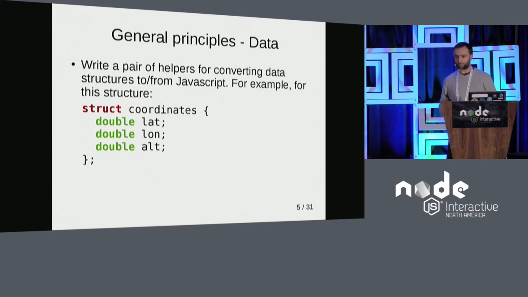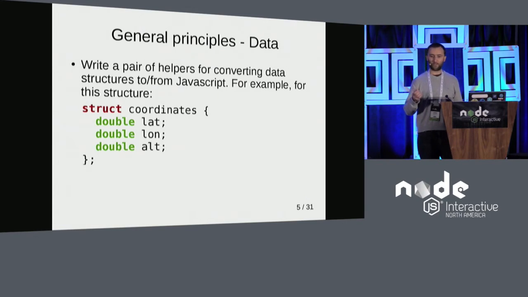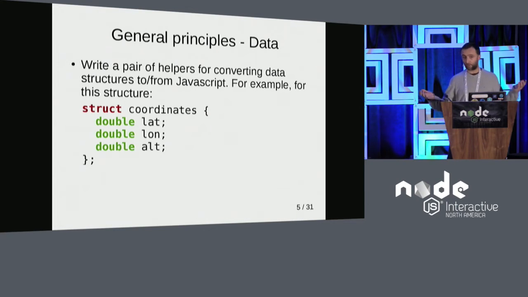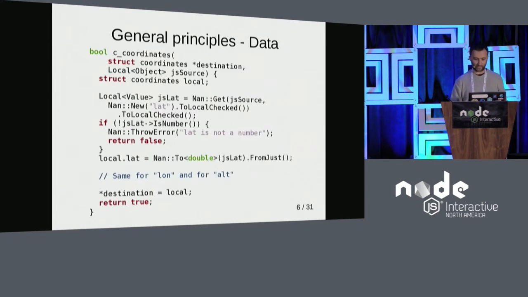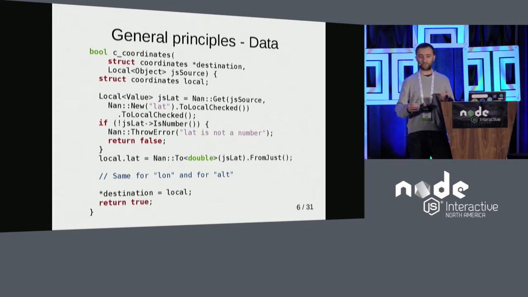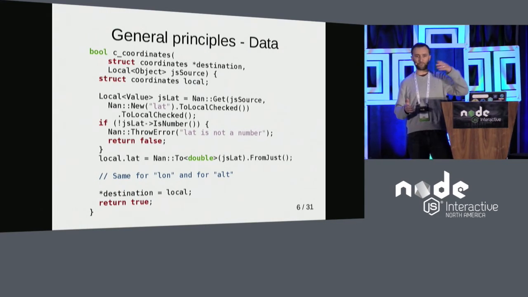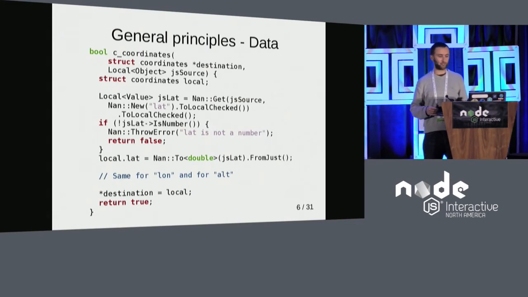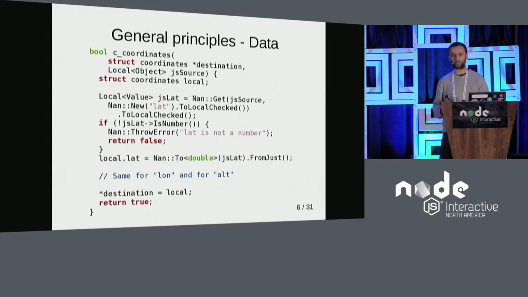For example, when you're dealing with data, write a pair of transformations, one from JavaScript, one to C. You're probably going to need them. Of course, if the data only goes one way, there's no point in writing the other transformation. So this is an example here of how to write a converter. This is for sending stuff from JavaScript into C. This data structure that I showed you before, how do we convey it to C?